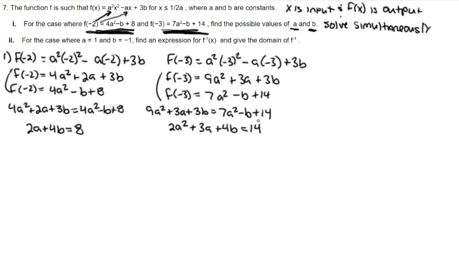So now I can take and solve these two simultaneously. And we can take a look at this. You'll notice both of them have a 4b. So what I'm thinking is I'm going to get that 4b by itself, and then replace the 4b with 8 minus 2a.